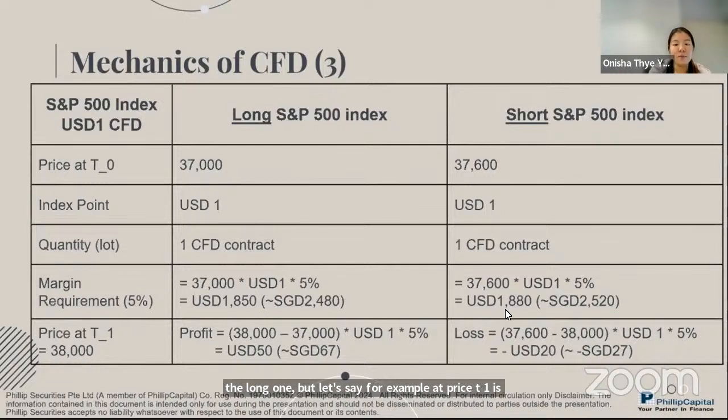You will obviously make a loss, correct? Because when the index increases in price, you will actually lose if you're in a short position. So you just take the price difference, multiply it by the index point and the margin requirement, and then you'll get around how much you lose. These are just a rough calculation of what you should get when you trade indices with CFD.